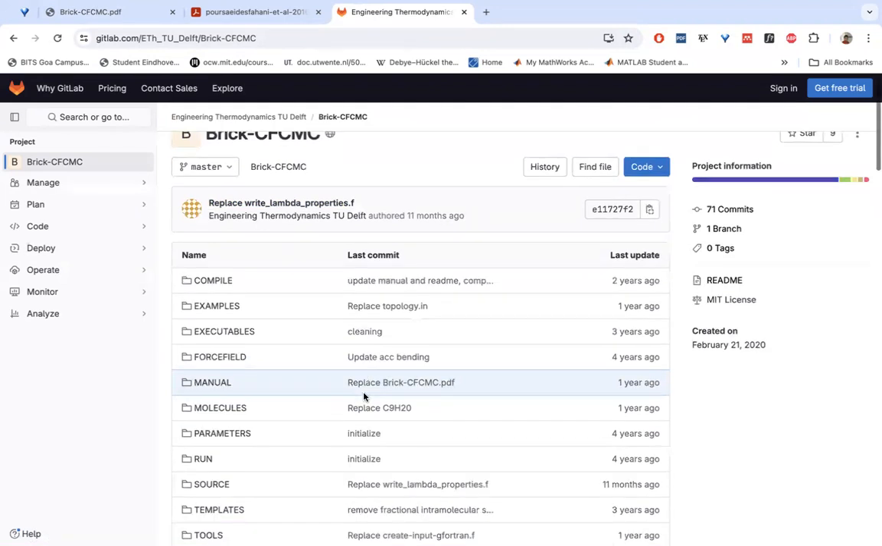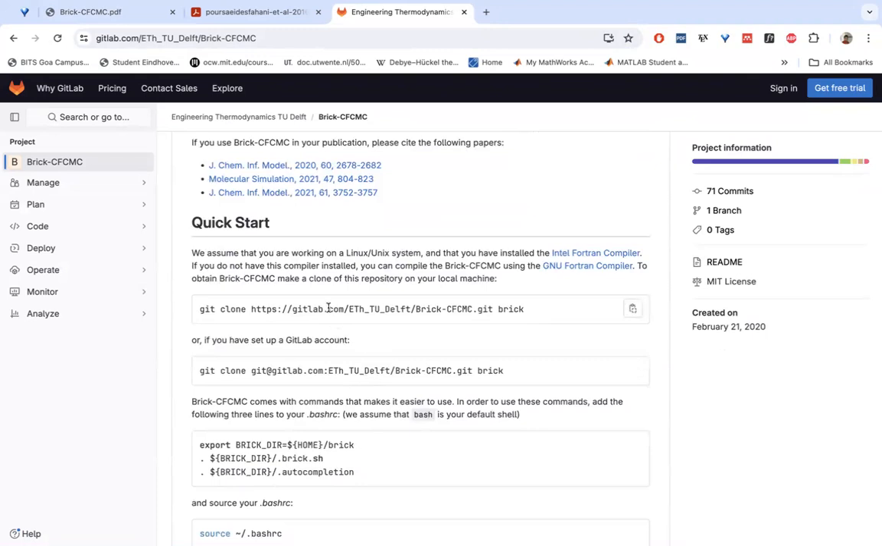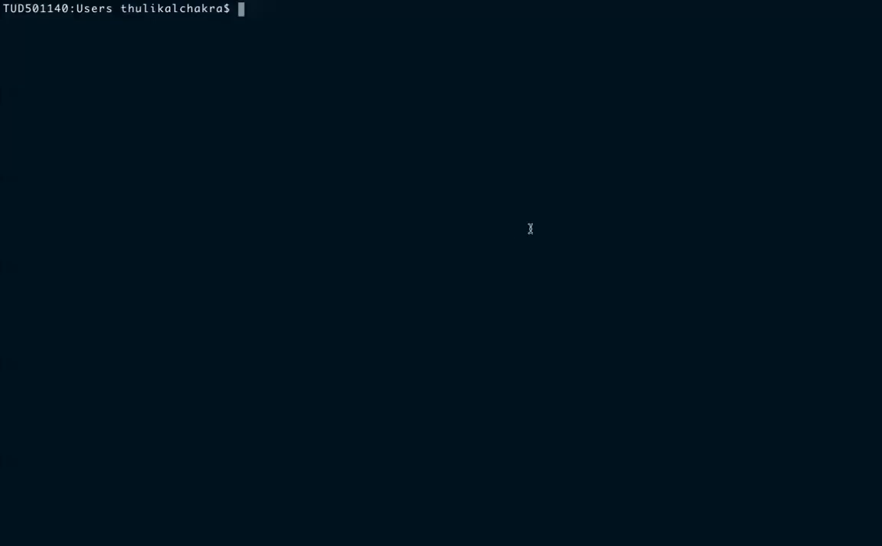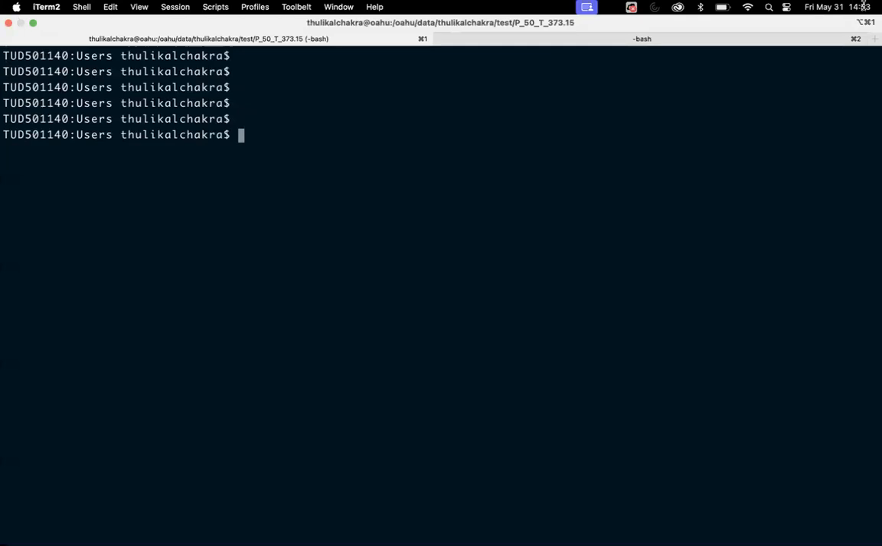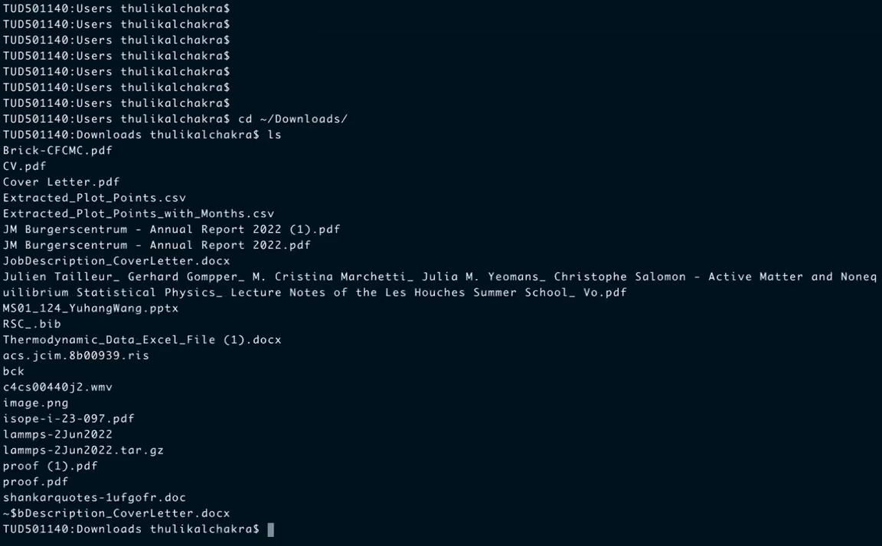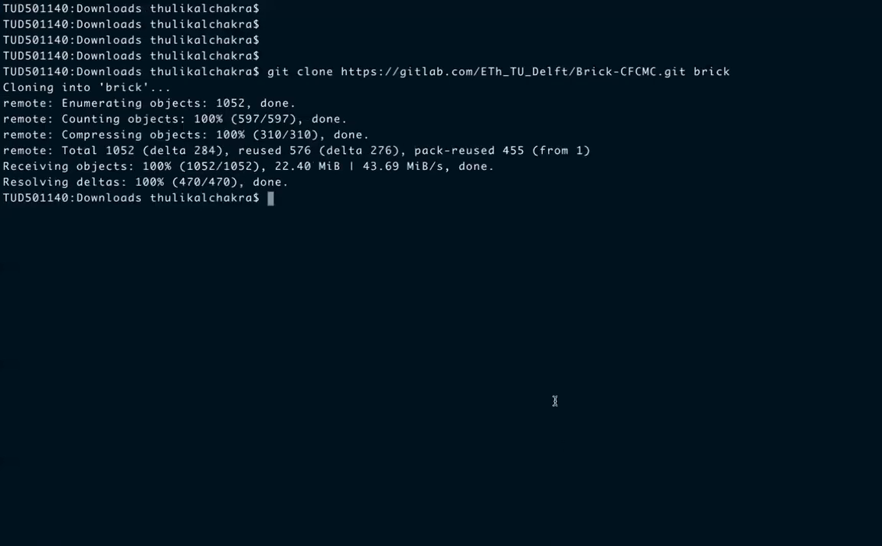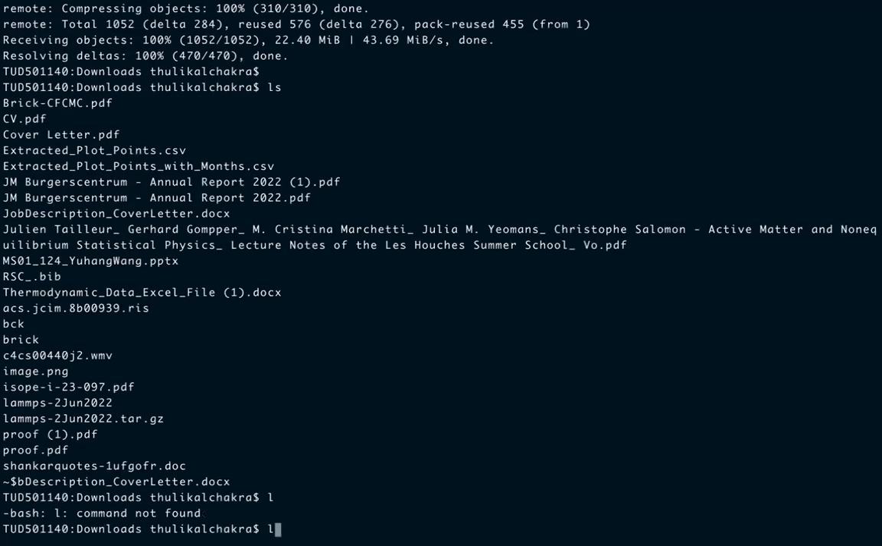All right, the first step to all of this is to clone the repository of the Brick CFCMC from GitLab. This you can do, and this is not very difficult, but let us do this. You see that all of it works now.